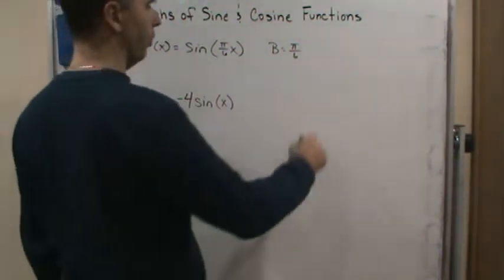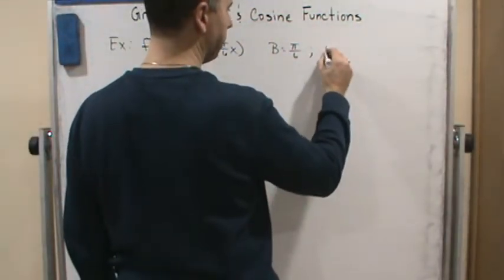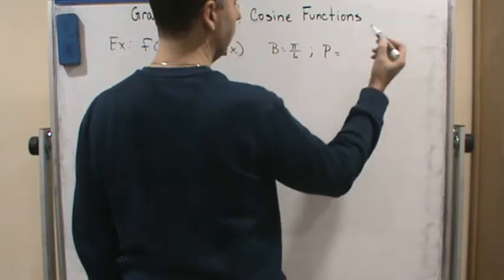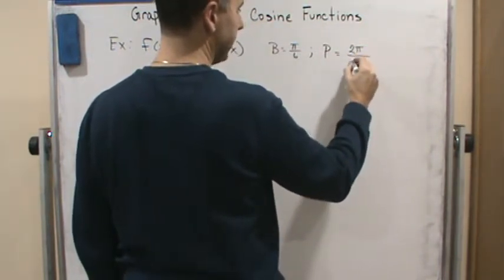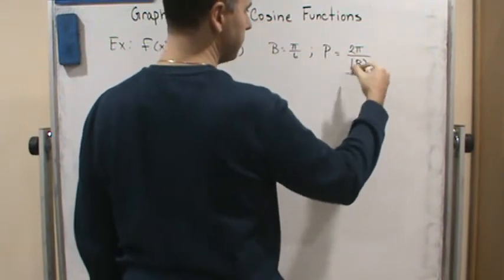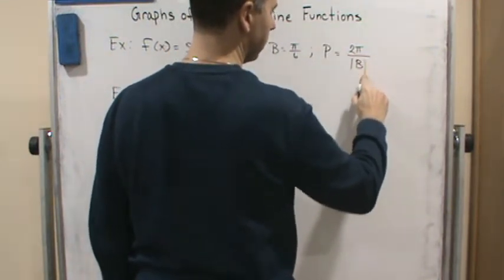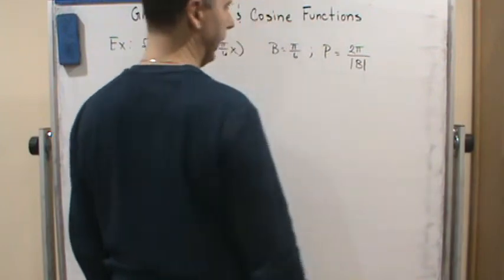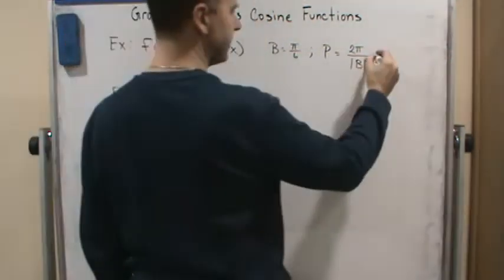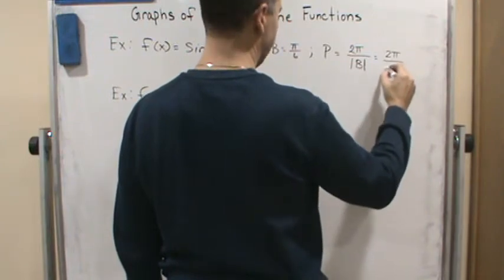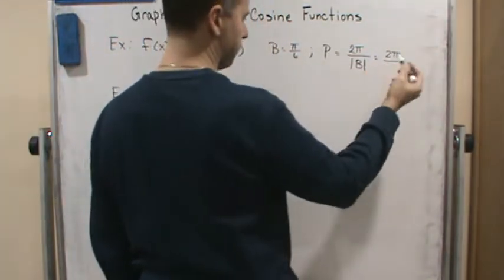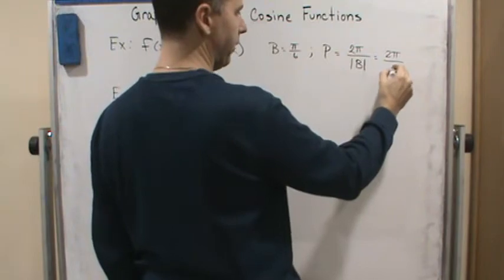And so what's the period? Well, remember the period is equal to what? It's going to be 2 pi divided by the absolute value of b, right? And so in this case, it's going to be 2 pi over the absolute value of pi over 6, which is positive, so we can drop the absolute value signs.